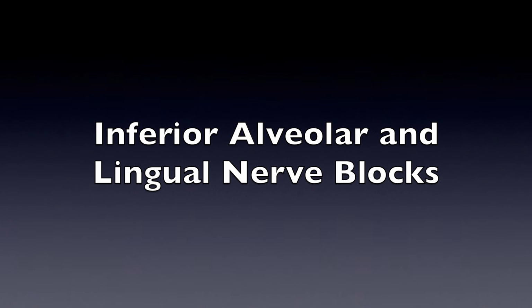The insertion site is slightly superior to the greatest concavity of the coronoid notch, lateral to the pterygomandibular raphe, and medial to the internal oblique ridge. The depth of penetration is 20 to 25 millimeters for the IA and 10 to 12 millimeters for the lingual. The deposit site for the IA will be slightly above the mandibular foramen, and for the lingual, approximately halfway between the penetration and deposit site for the IA near the lingual nerve.